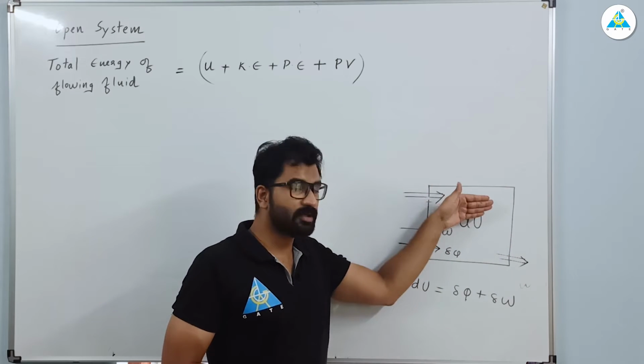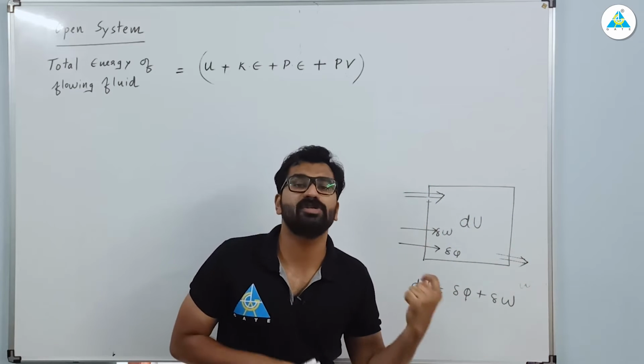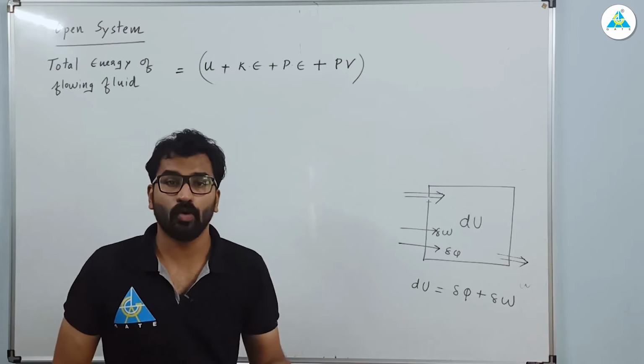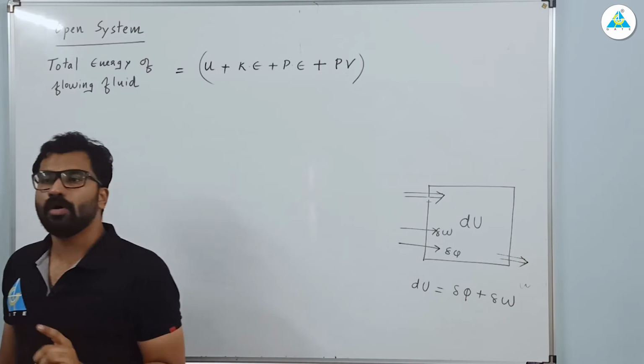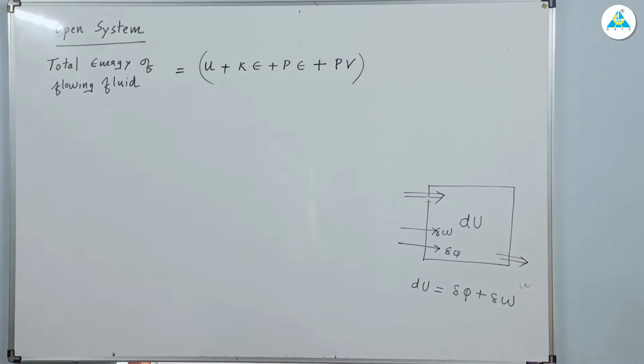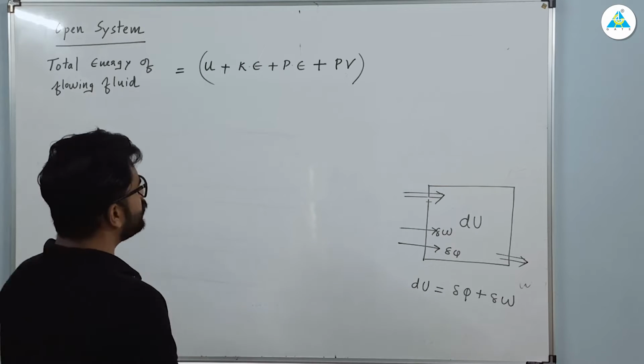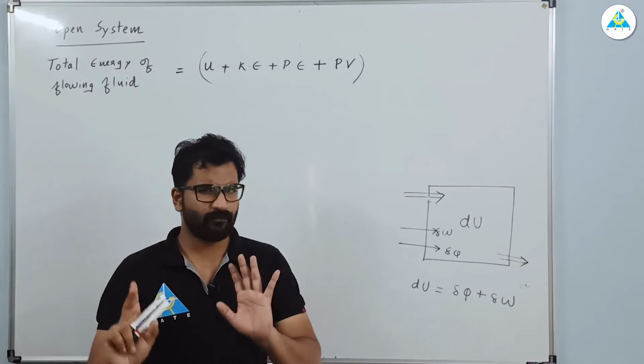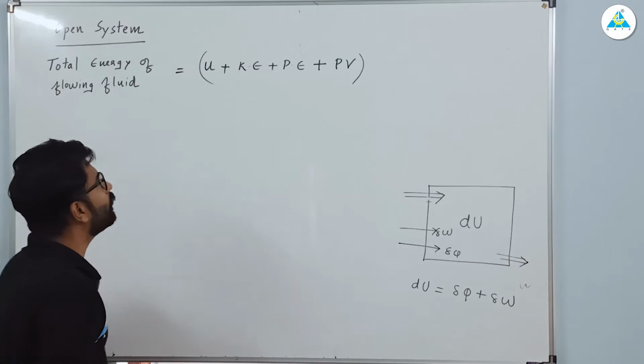So to push the fluid in and out, you need some energy. That energy is called flow energy. Clear? If you want, you can write that also: what is the meaning of flow energy? You can write it, the work required to push the mass into or out of the control volume is called flow energy, right. So you can understand flow energy like that.